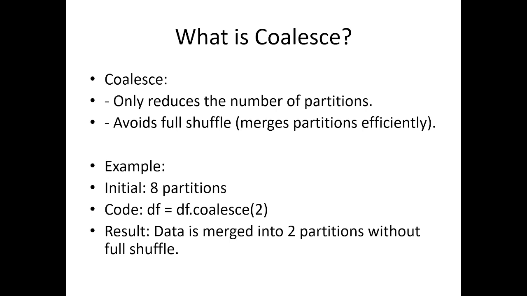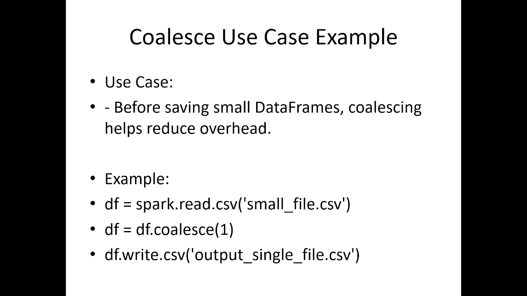Below is one example. Initially my DataFrame is in 8 partitions. Now I'm reducing those 8 partitions to 2 partitions for the specific DataFrame. So here only some partitions' data will be shuffled, not the entire 8 partitions. Now the data is merged into 2 partitions without a full shuffle.